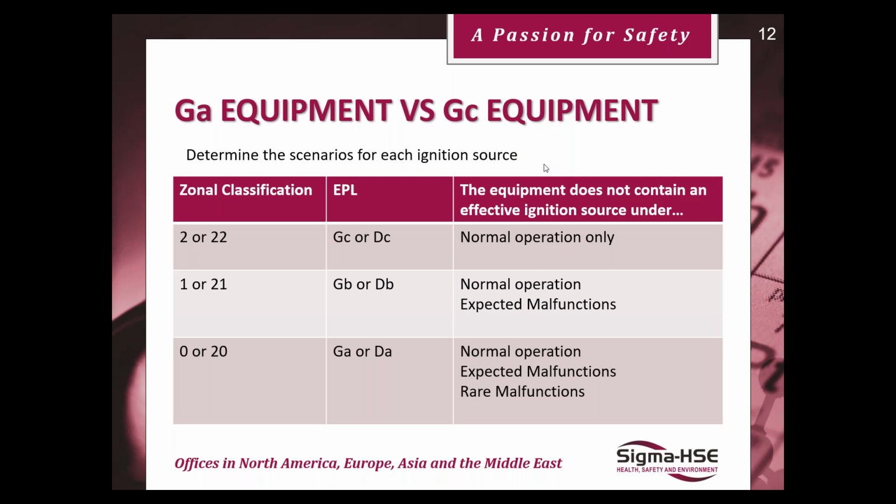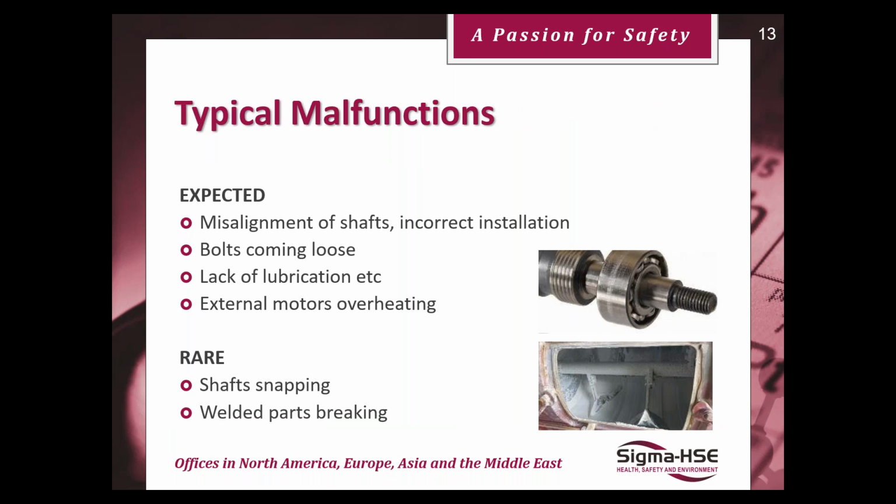So what is a rare and expected malfunction? A rare malfunction could be something snaps, something breaks. An expected malfunction could be like the thermistor fails in a motor, and if the external motor fails, it could generate heat and then transfer the heat through the shaft into the blades. So that's just an example. I'm getting a bit micro level, but go on. So yeah, here are typical examples of scenarios for what is rare and what is expected.